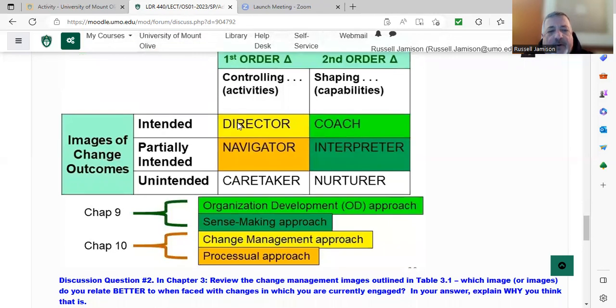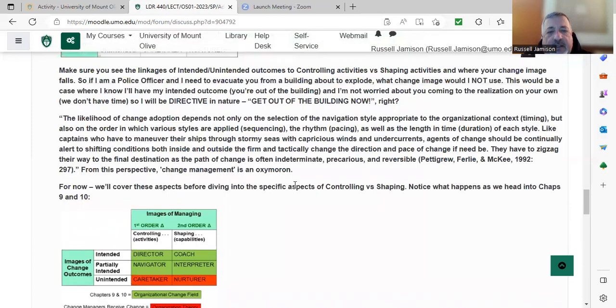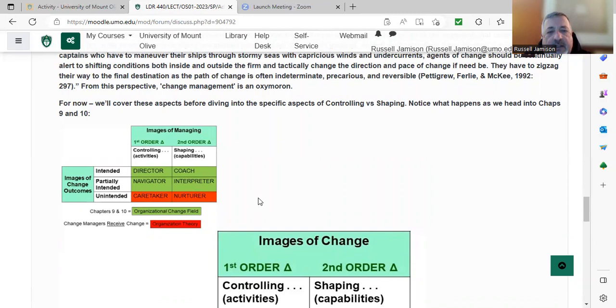Now, remember, the text tells you that the unintended and the caretaker, nurturer images are not going to be really talked about in your text, because caretaker, nurturer is really more organizational theory. In other words, change managers receive change. And in those days, the organizational theory held that there wasn't much you could do about it. In other words, you were just along for the ride. And that makes sense when we pull apart and understand a definition of a caretaker or nurturer. Think of a caretaker for somebody in hospice. There isn't much that caretaker is going to be able to do to substantially affect change. In other words, a person is at the end of their life, but the caretaker can help that person through it. That was the old organizational theory, that there wasn't much that a person could do about the change. You were just on the ride.